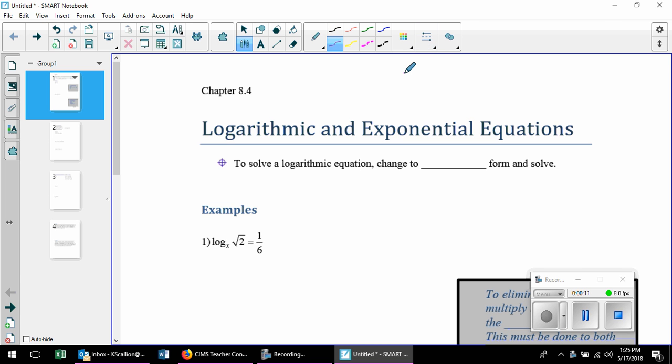All right. To solve the logarithmic equation, what have we done so far? What do we change it into? Exponential form. That's what goes in the blanks. Exponential form, and then you solve for it.